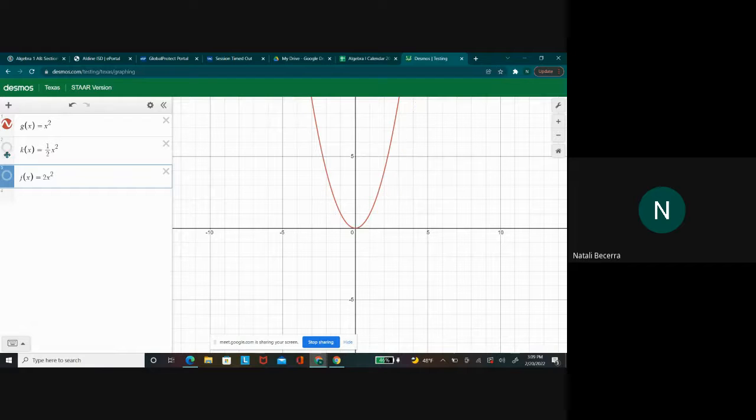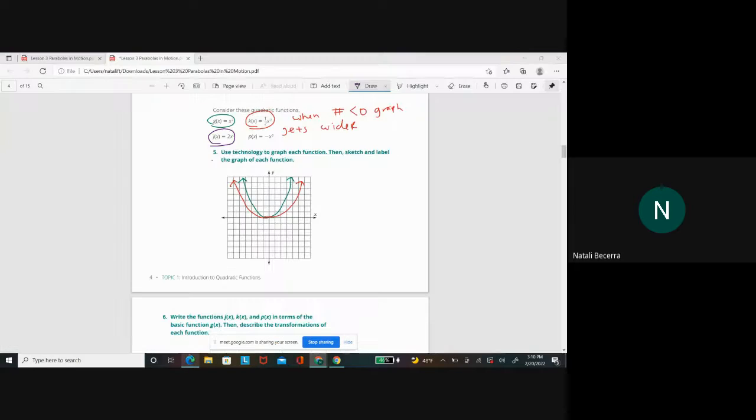So I'm going to take off the purple one so that you can focus on the original and the transformation. So this is the original, and this is the new one. And the number is greater than 0, and it got thinner, right? It got slimmer. So let's make a side note of that. When the number is greater than 0, the graph gets thinner. Okay, and then it looks something like this.